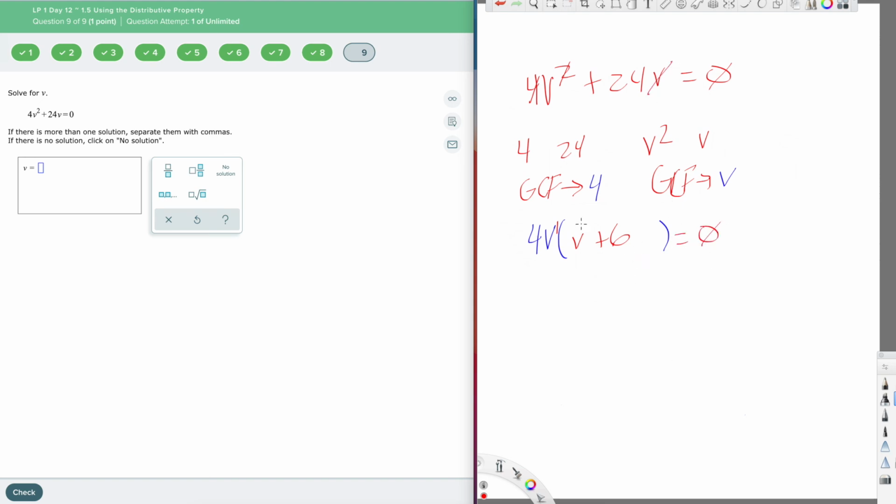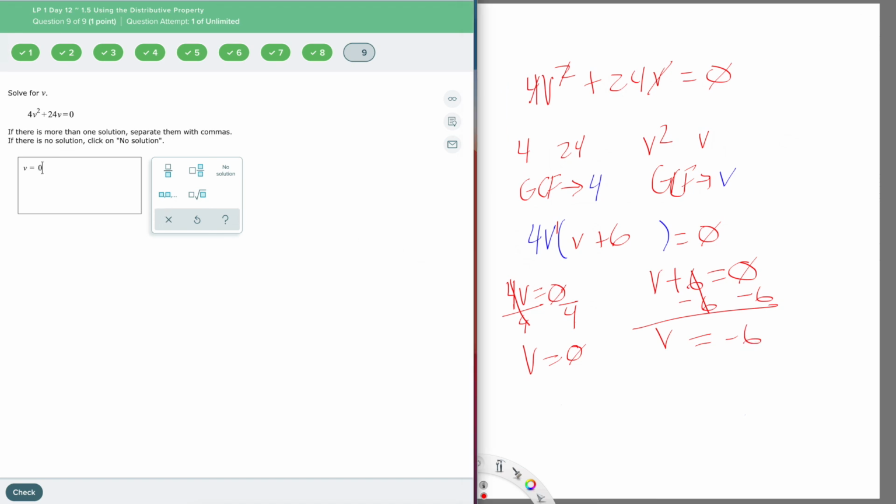So now I have it factored. I can set each one equal to 0. So 4v equals 0, and I'm not color coding it anymore, and then v plus 6 equals 0. So now I'm going to divide by 4 on both sides. 4 divided by 4 cancels. 0 divided by 4 is just 0. That one's okay. That's not undefined. It's if we're dividing by 0, that's a problem. But 0 can be divided. So we get v, 6 minus 6 cancels, and I get negative 6. So I have 0, comma, negative 6.